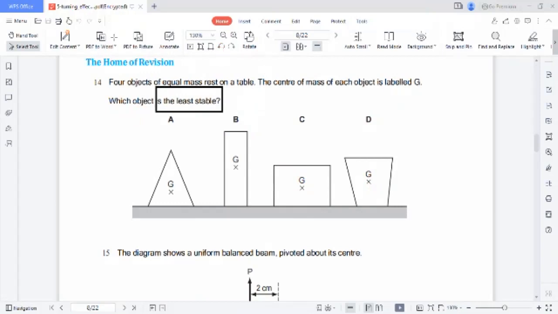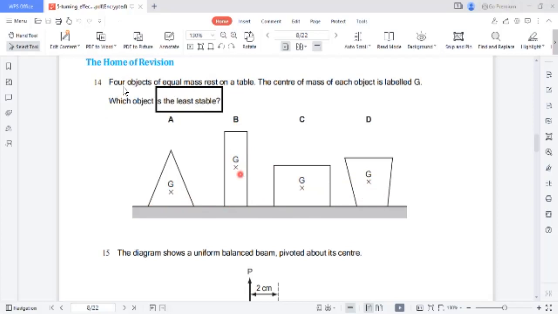Now it's very simple to guess. You can see the base area of B is the smallest among all of them. Second thing, the center of mass: this one may have the lowest center of mass, then this one, then this one, and B has the highest center of mass. So B is actually the contradiction of stability.